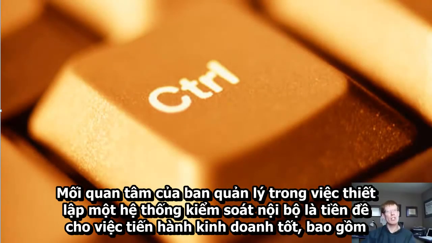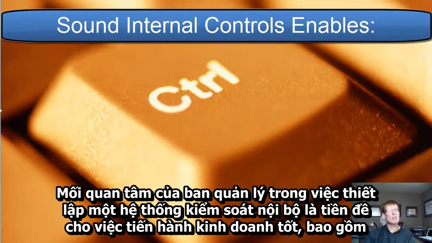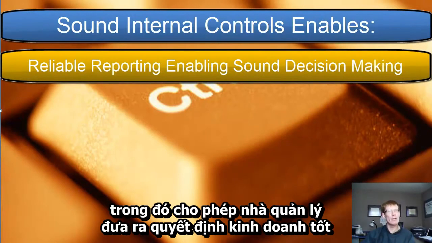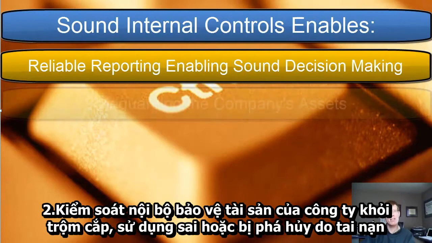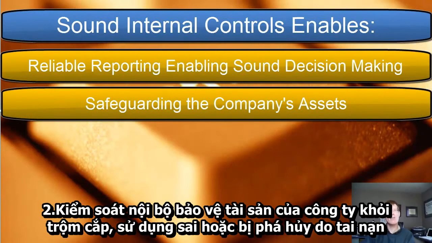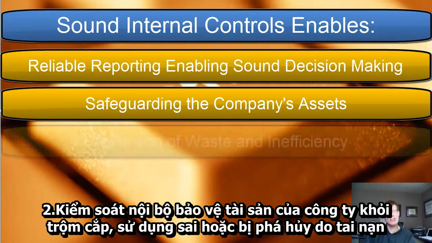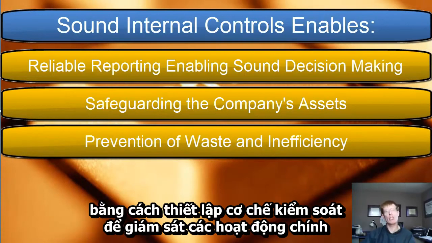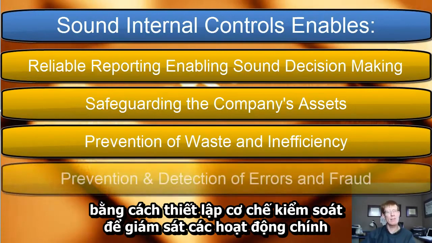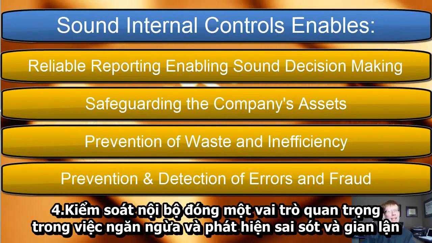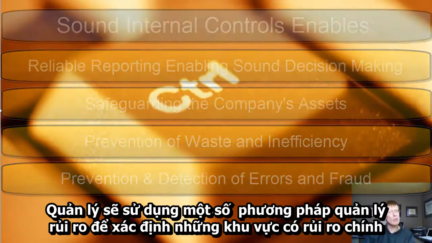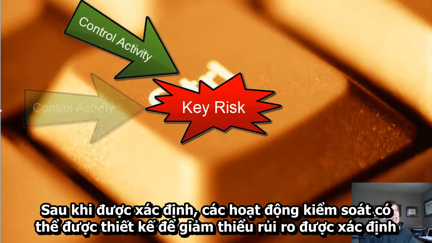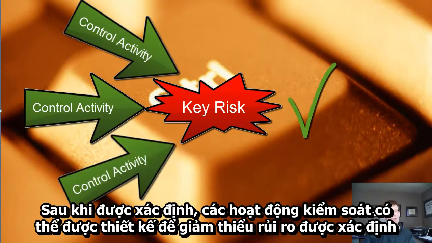Management's interest in establishing a system of internal control is premised on sound business practices, including a reliable system control that enables the preparation of accurate information, which allows management to make sound business decisions. Internal controls safeguard the assets of the company from theft, misuse, or accidental destruction. Management also hopes to prevent waste and other inefficiencies in the business by establishing control mechanisms to monitor these key activities. And internal controls play a critical role in preventing and detecting errors and fraud. Management will use some sort of risk management methodology to define the areas with key risks. And once identified, control activities can be designed to mitigate the identified risks.